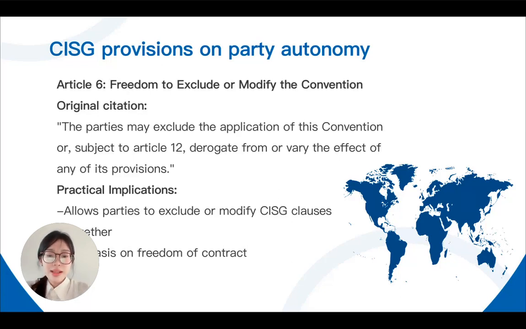This article empowers parties to either completely exclude the CISG or modify its provisions to better suit their contractual needs. The flexibility created by Article 6 underscores the Convention's respect for the parties' freedom to structure their contractual relationship as they see fit.